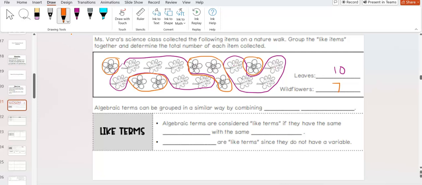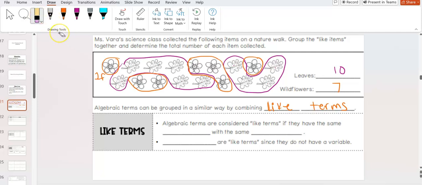Now you might be thinking this is weird, and why am I just circling flowers and leaves? But this has a lot to do with combining like terms. Algebraic terms can be grouped in a similar way by combining the like terms. Okay. So I want to show you what it is first before we identify a like term. But you can see here I've grouped these flowers into different groupings. And if I labeled them algebraically, I might label this as like 1 flower.